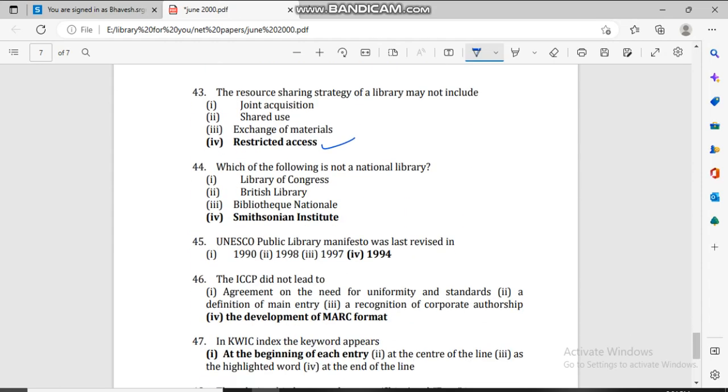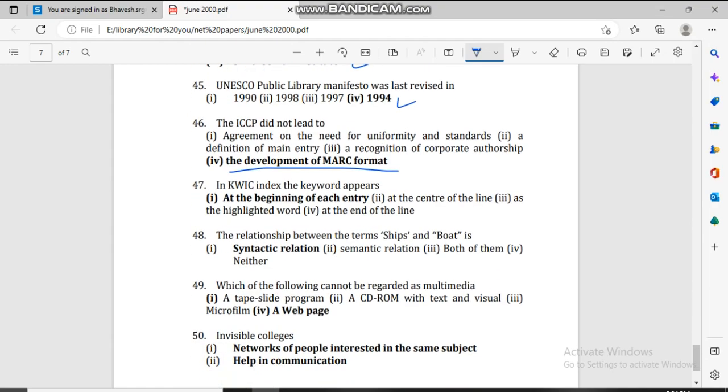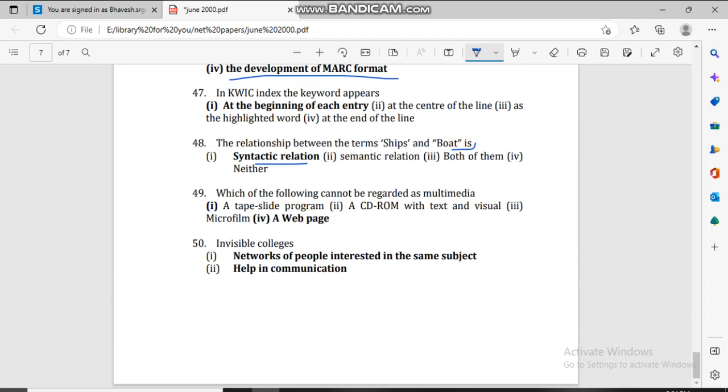Which of the following is not a national library, that is Smithsonian Institute? UNESCO Public Library Manifesto was revised in 1994. The ICP did not lead to the development of MARC format. In quick index, the keyword appears at the beginning of each entry. The relationship between the terms ships and boat is syntactic relation. Which of the following cannot be regarded as a multimedia, that is a web page? Invisible College is a network of people interested in the same subject and helps in communication.